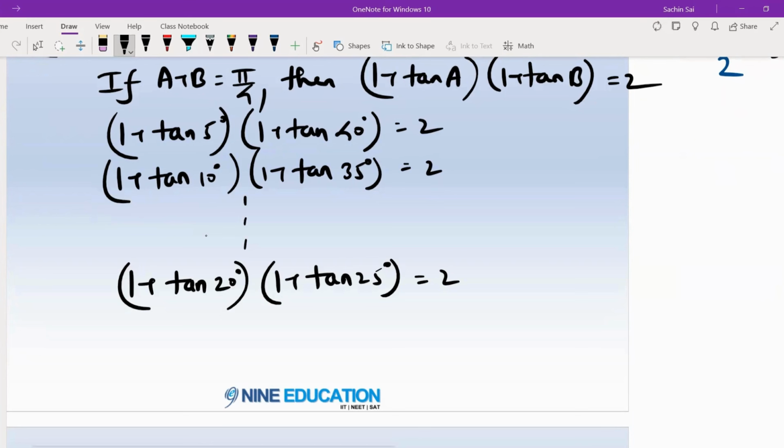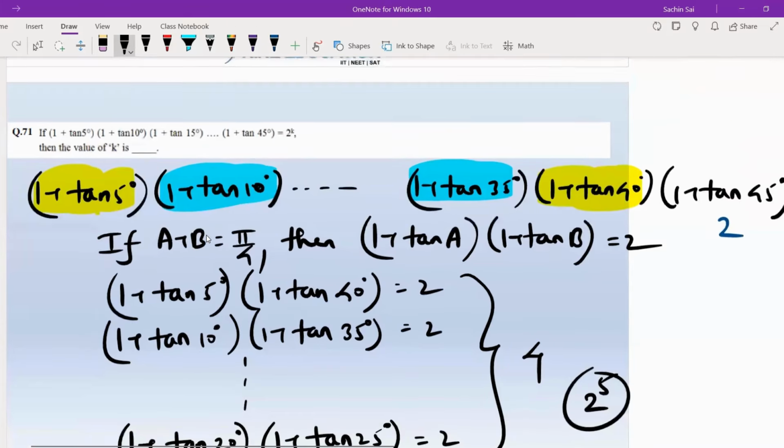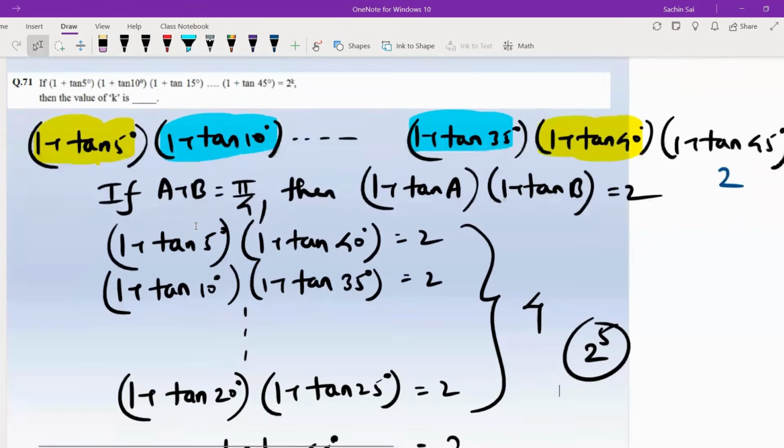So how many of these terms do we have here? We have 4 terms because we start with 5 degrees, then 10 degrees, then 15 degrees, then 20 degrees. Along with this, we've also calculated the last term, which is 1 plus tan 45 degrees, that is 2. So what is the product? You will get 2 power 5. So the correct answer is k equals 5.